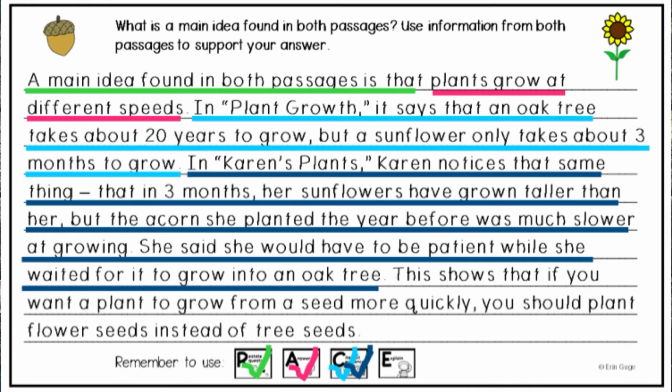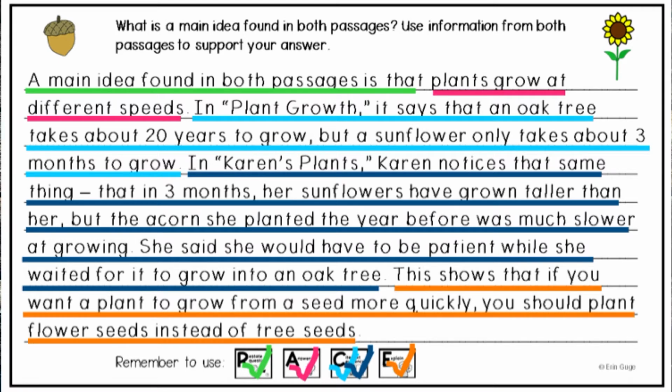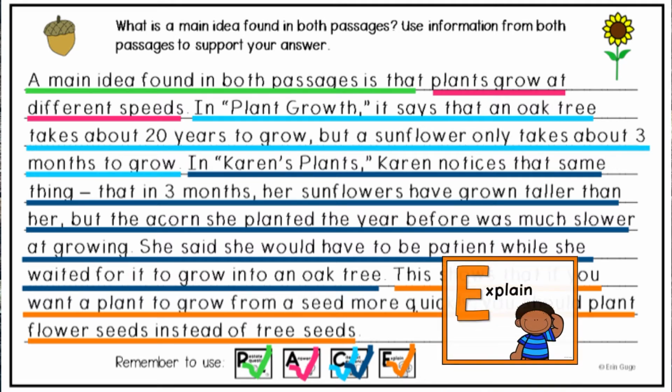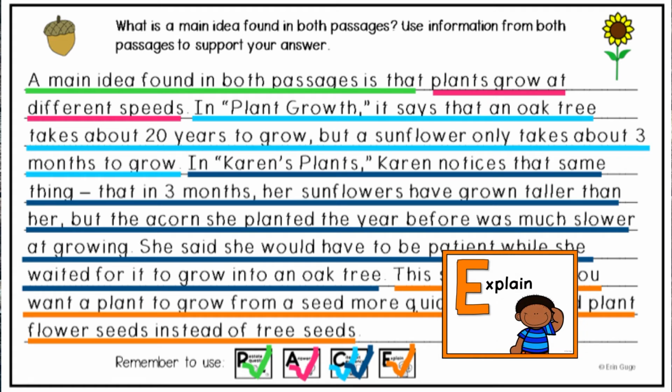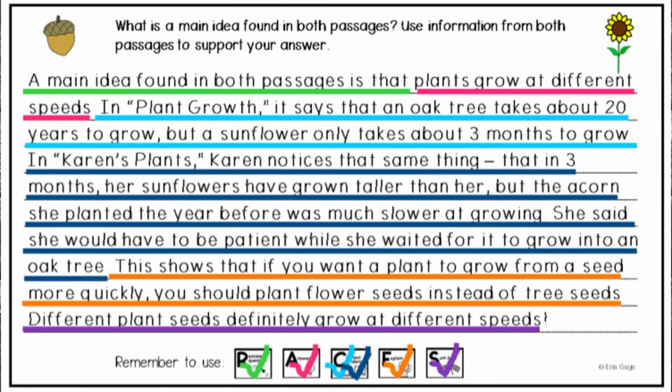And finally, find and whisper the E part. Right here. This shows that if you want a plant to grow from a seed more quickly, you should plant flower seeds instead of a tree seed. That is a comment or idea from our own minds. So we underline that in orange, like our E poster, and check off the E box at the bottom. And if you use the S part as well, you would also have a sentence to sum it up at the end, like, different plant seeds definitely grow at different speeds.